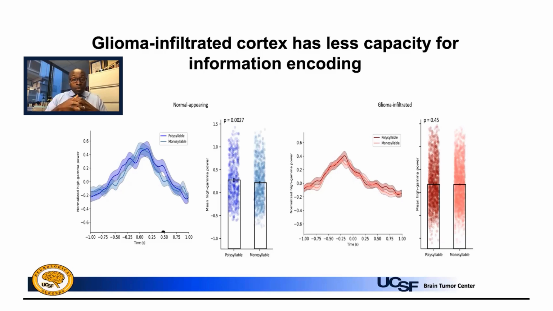You use functional mapping to remove these regions so that we can make sure we're removing the bad part, but keeping the good part. The function you find within these regions is not as intricate and as detailed as in the non-tumor regions of brain. So again, important considerations when we think about how to safely remove brain tumors.